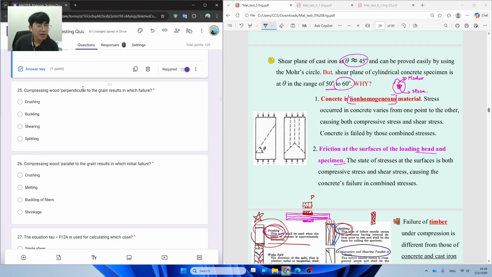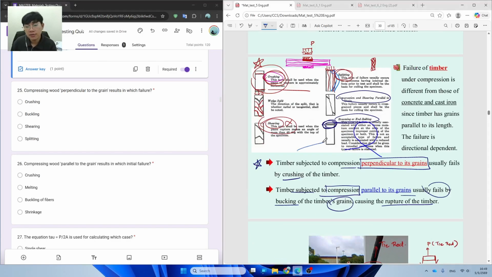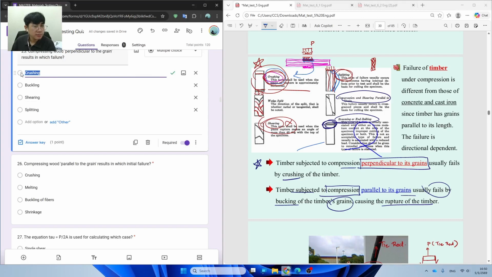And for question 25, we're going to talk about wood. If we press the wood perpendicular to the grain, the failure matches with this one. We call it crushing. The crushing is going to deform, or settle, in a small depth over here, and then it loses its strength. So this one we call crushing failure. And if we test it parallel to the grain, this one just pick crushing.